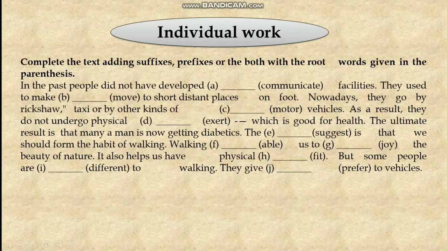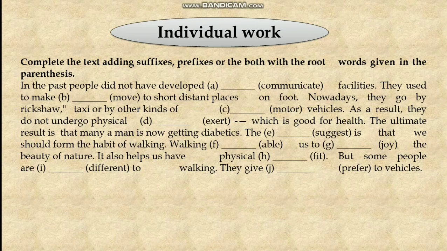Next sentence, they give prefer to vehicles. As give is a transitive verb, we need an object. It means a noun. The noun form of prefer is preference, so the answer should be preference.